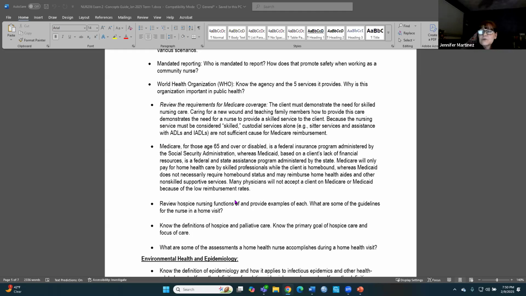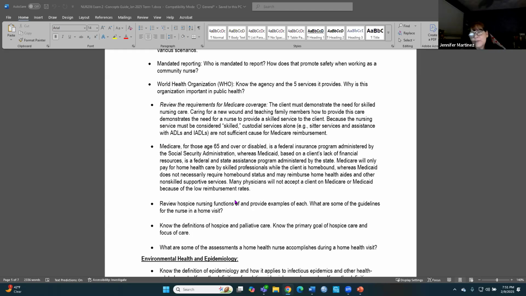In order to get home health under Medicare, they must have a skilled need for reimbursement. It can't just be an ADL thing. It has to be wound care, a new medical device, if they're on oxygen, if they have a feeding tube, or even initially IV medications, right? Because we can send people home with IV medications.